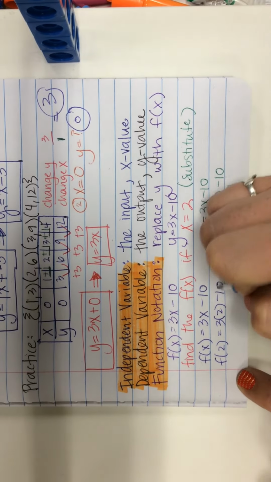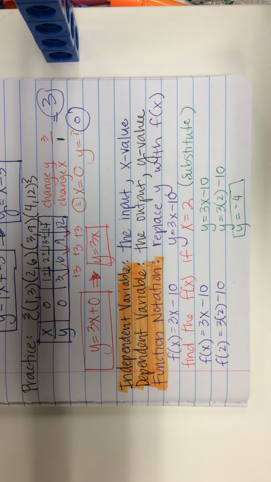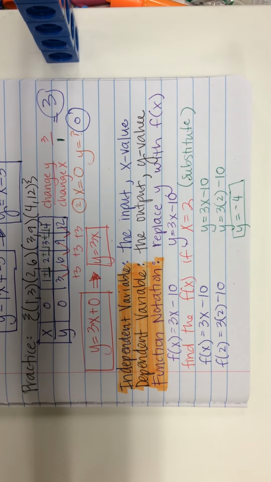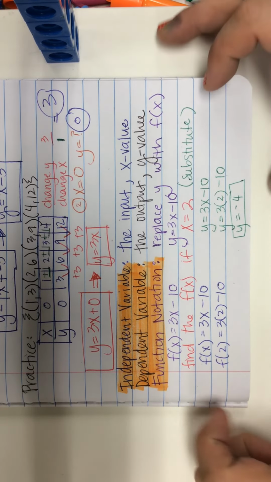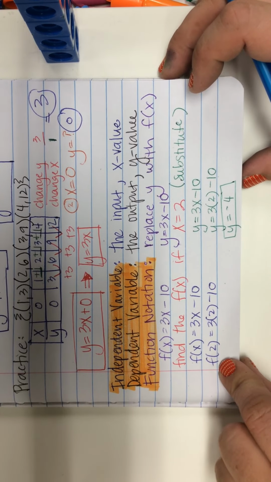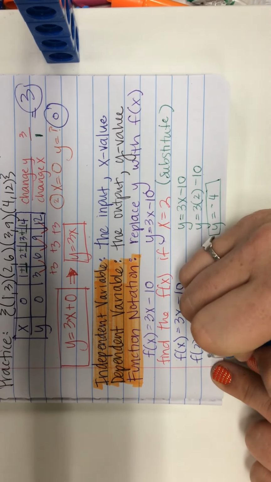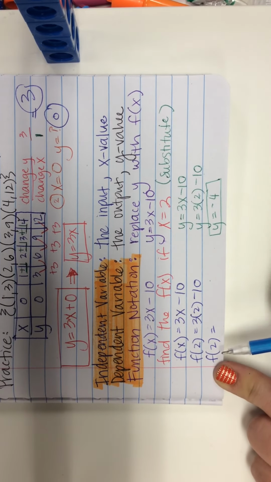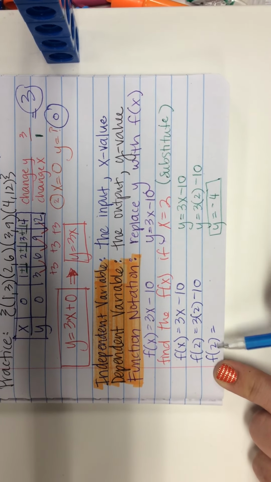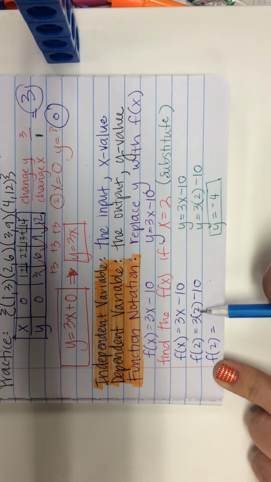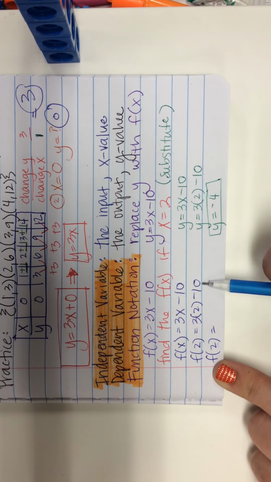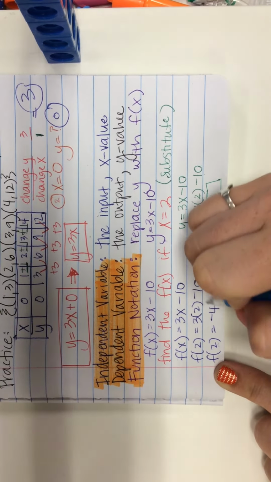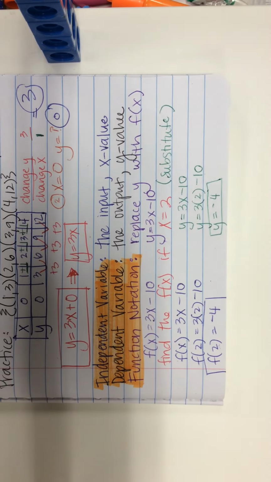Because it's just function notation. It's another way of looking at it. Because when you get into algebra 2, you're going to do functions inside of functions, so you can't have the letter y. You have to have it written like this. So this means the function of 2, what happens when you put 2 in for x? 6 minus 10, you get negative 4. It just means find the answer.